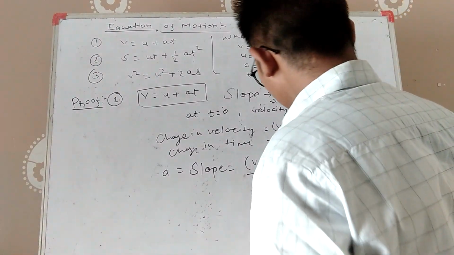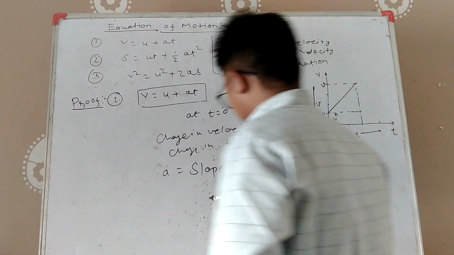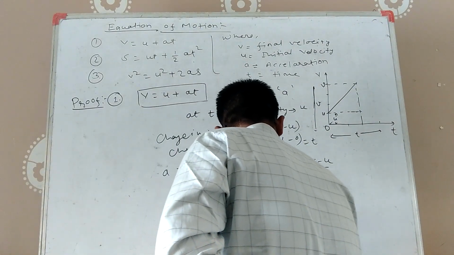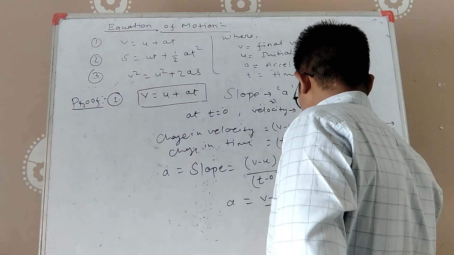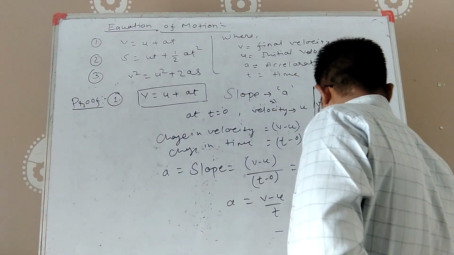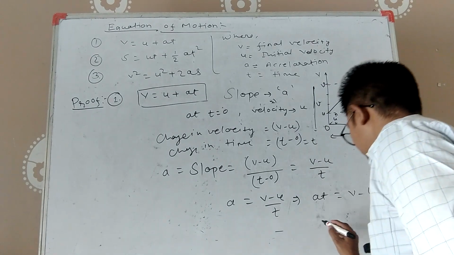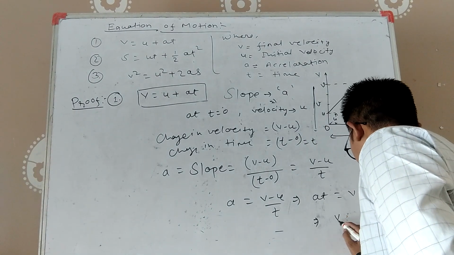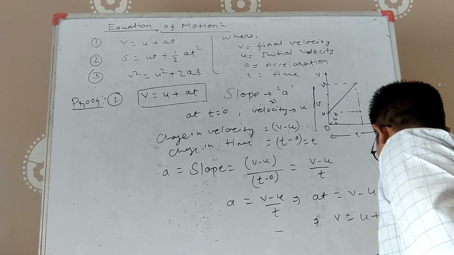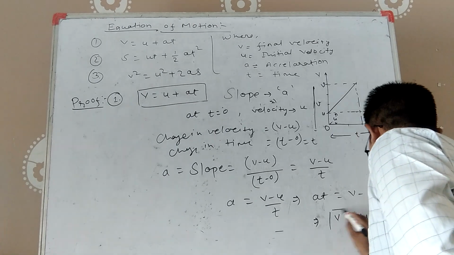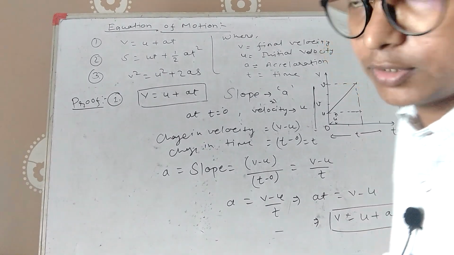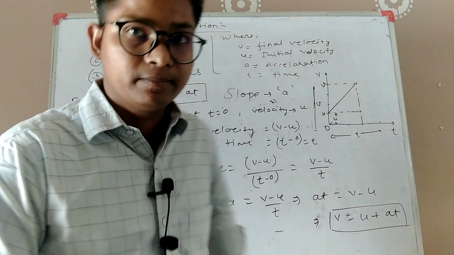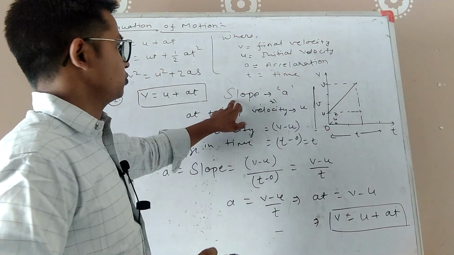So a equals v minus u by t. If you multiply a by t, this gives at equals v minus u. This is defined as v equals u plus at. So this is the proof of the first equation of motion by a mathematical concept, which is the slope method.